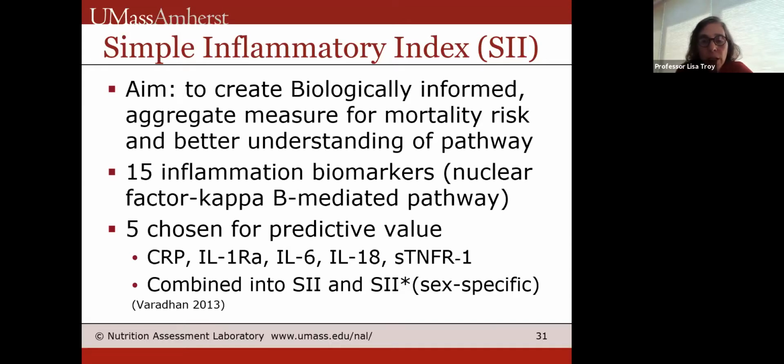So there was a group at NIH, Verandon, that made a simple inflammatory index. I'm not going to go into the details of all of them, but they looked at 15 inflammatory biomarkers in that NF-kappa B mediated pathway, then chose 5 for predictive value, and combined them into what they're calling a simple inflammatory index and then a sex-specific simple inflammatory index. These indices can be created in a number of different ways. I will show you one slide and some of the considerations for that. I think the first thing is, what data do you have and what data do you want to collect? So they combined these 5 into these 2 indices, and here's what they found.